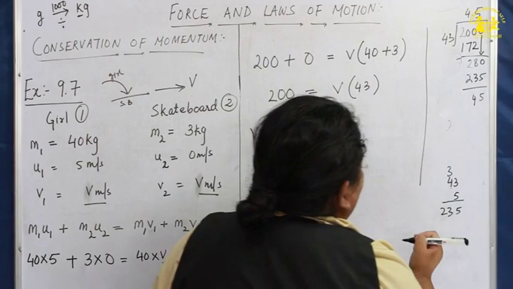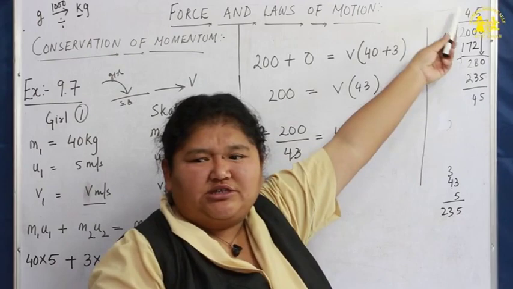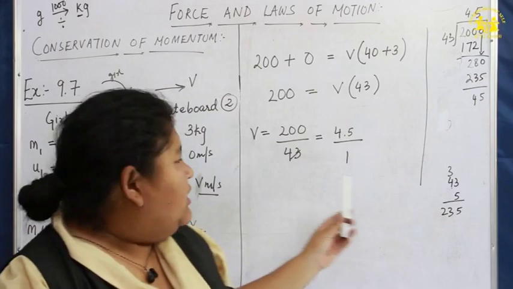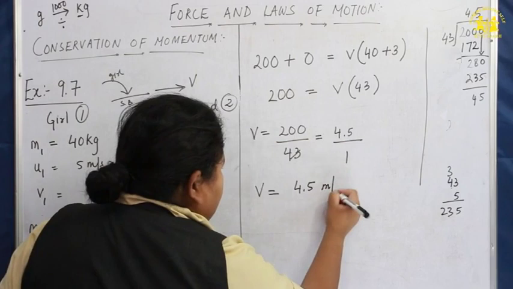Let us stop here, right? So it is approximately 4.5. We express it in standard form by rounding the decimal digits. So we know how to do it, right? So here v is equal to 4.5 meters per second. So this is how we solved this question.